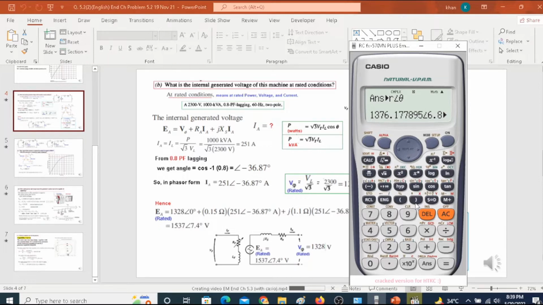Okay, and this is the same data that is given. From here you can see that EA is actually the V phase voltage plus the drop here and plus the drop here. So that is what is written here: V phase, the drop in the armature resistance and the drop in the armature reactance. So first of all, we need to find what is IA.